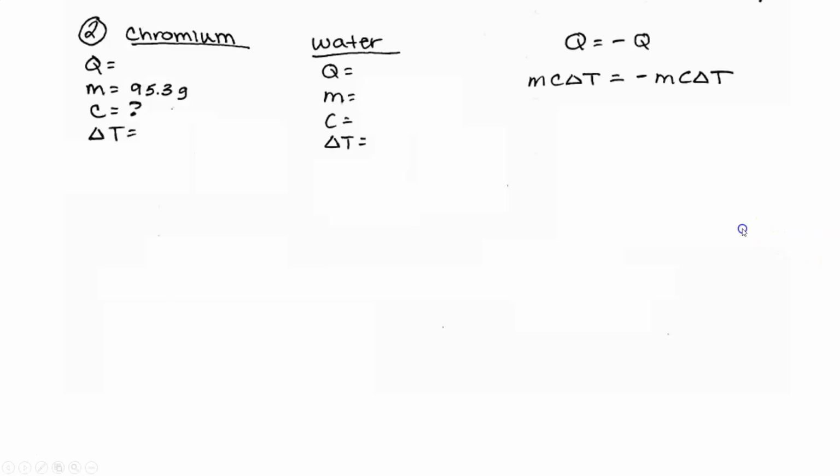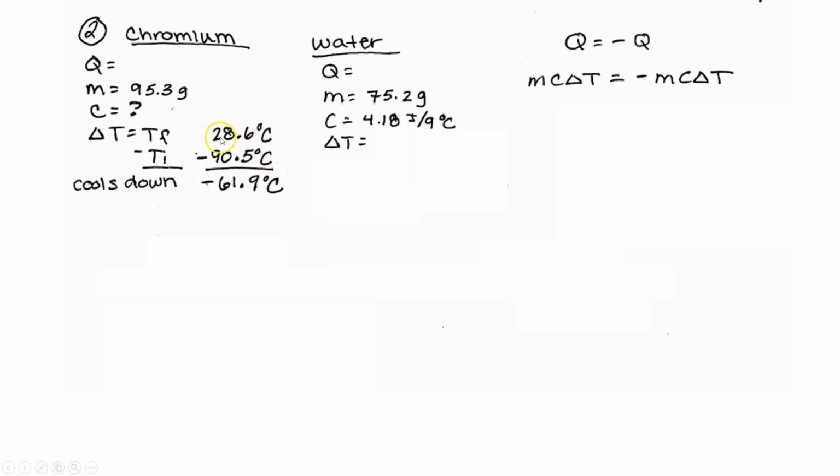All right, so the mass of the chromium was 95.3. We don't know what our C value was. The mass of the water was 75.2. I've memorized the specific heat of water. Remember, we don't need to know what the Q's are, just leave them blank. We don't even care. Delta T, final minus initial. The metal cools down. I'm ending at 28.6. I started at 90.5, so the metal's going to cool down by almost 62 degrees, and my minus sign makes sense.